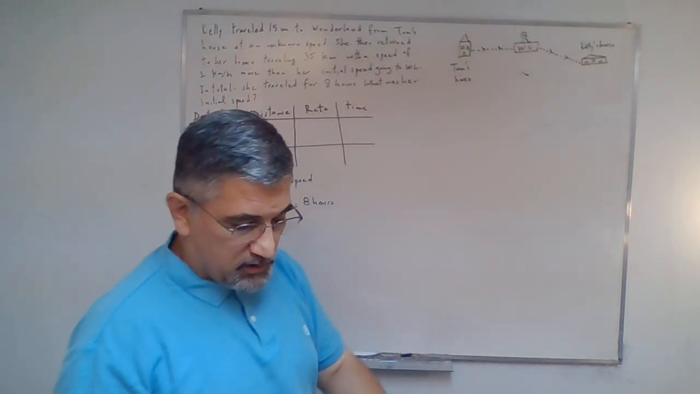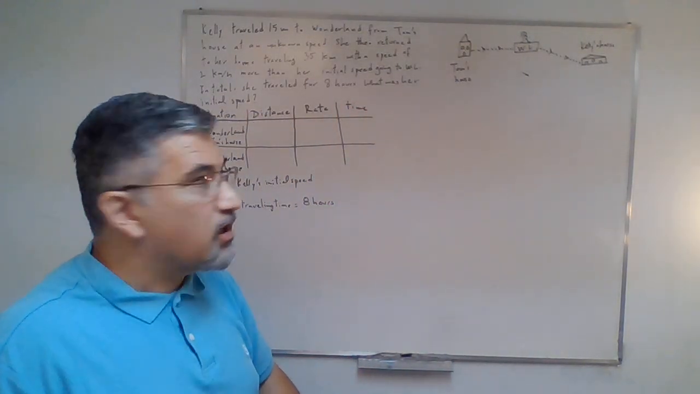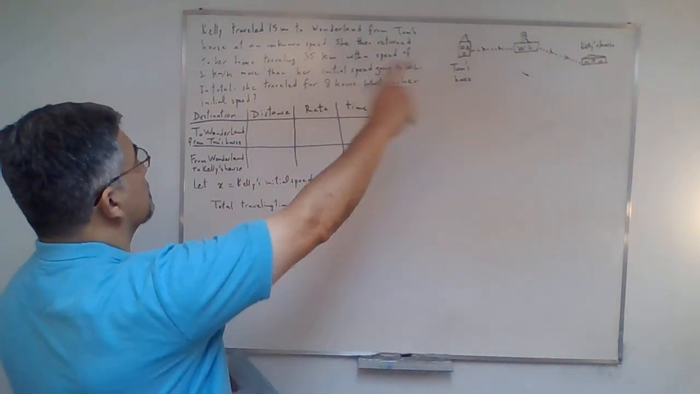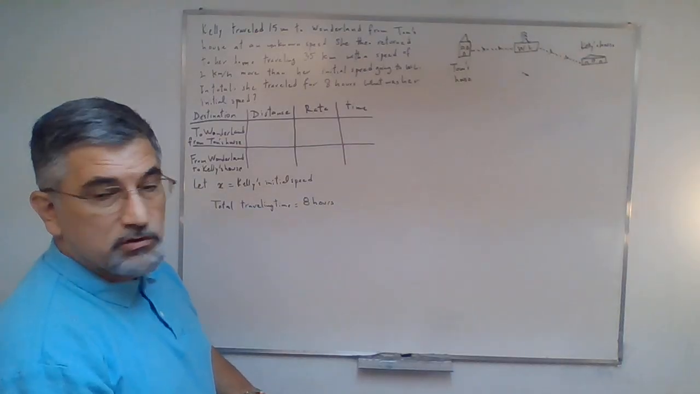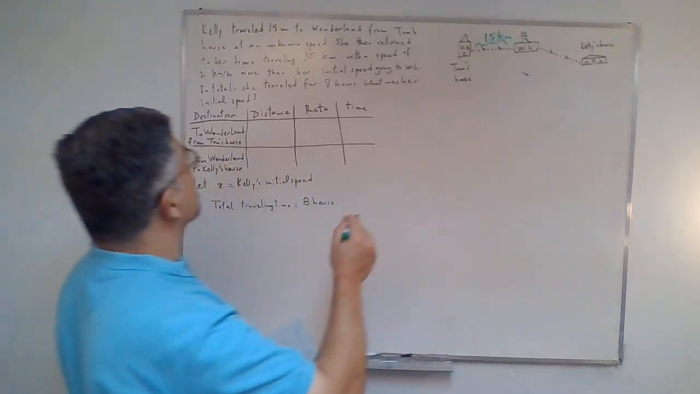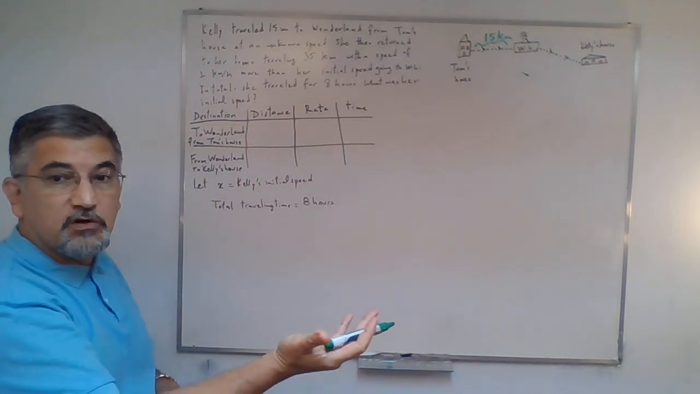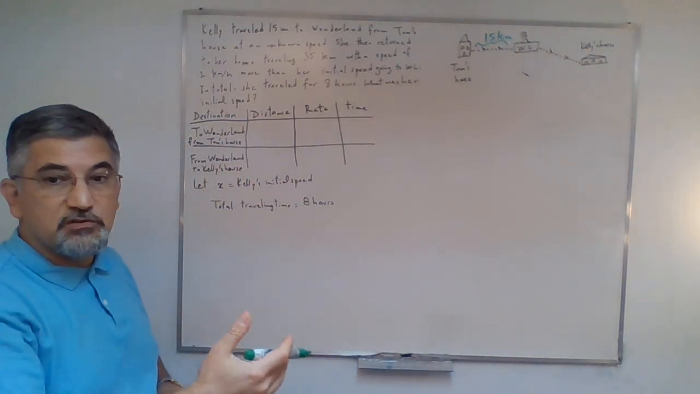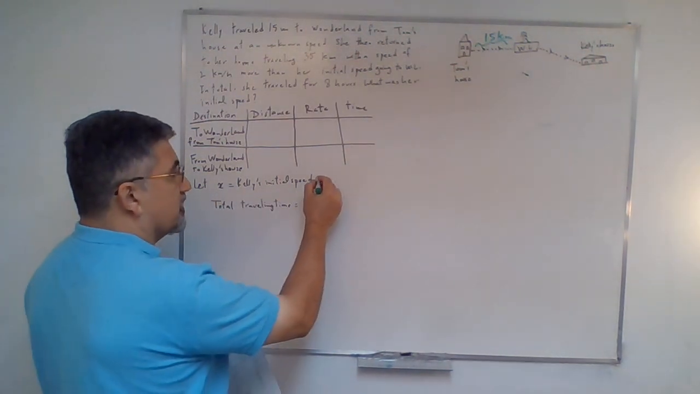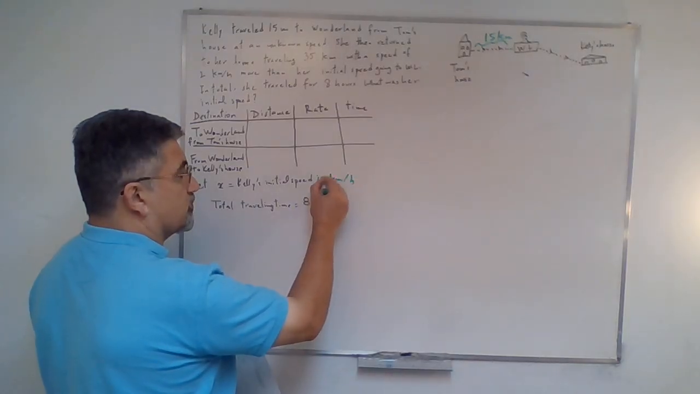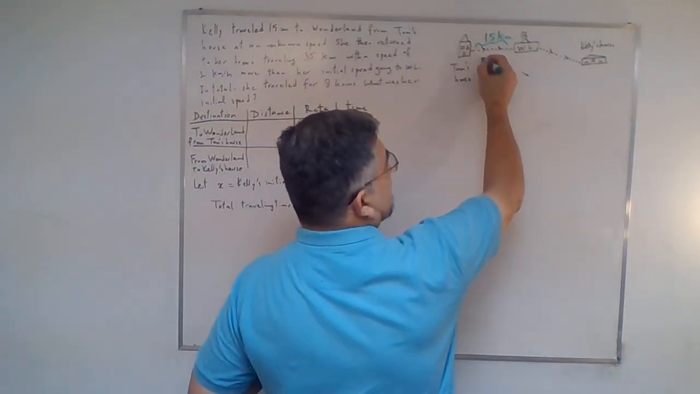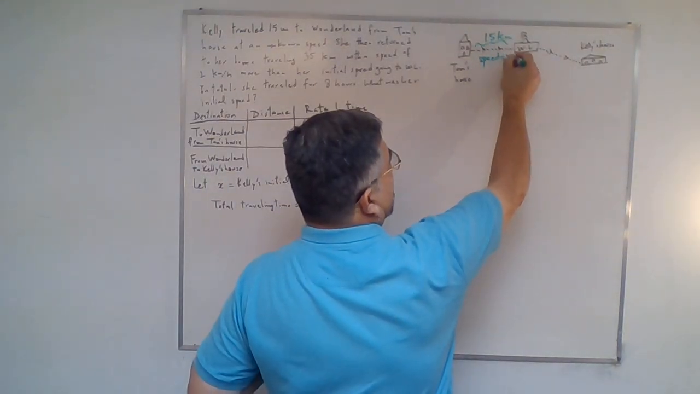Drawing a diagram is a useful thing always in problem solving. So Kelly was at Tom's house and then she traveled 15 kilometers to Wonderland from there. So this distance was 15 kilometers and we don't know what the speed was. So we may decide that speed is x. So we're going to say let x equal Kelly's initial speed in kilometers per hour. We don't know what the speed was, so we're going to call it x.